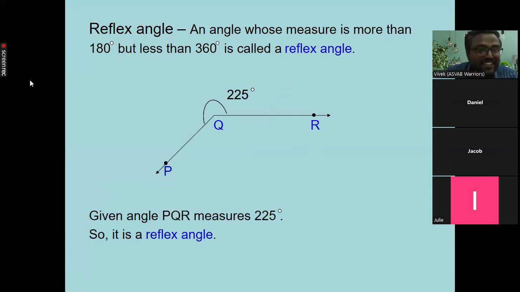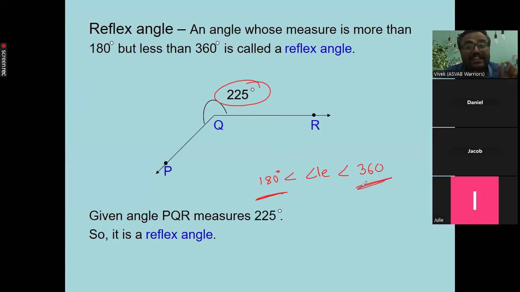Reflex angles. Reflex angles are what, guys? An angle which is less than 360 but more than 180. If you see here, it is 225 degrees. If it is 225 degrees, it is of course greater than 180 and less than 360 degrees. So what do we understand? 225 is a reflex angle. Now if we have something like 182 degree, it is a reflex angle. 235 degree, it is a reflex angle.